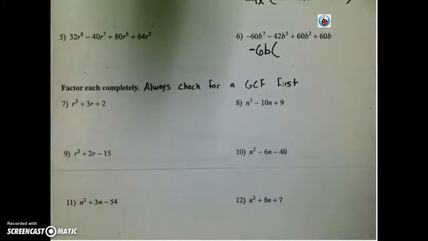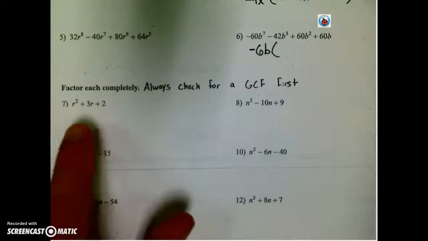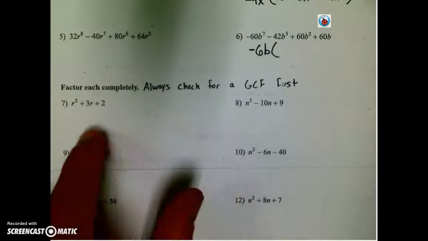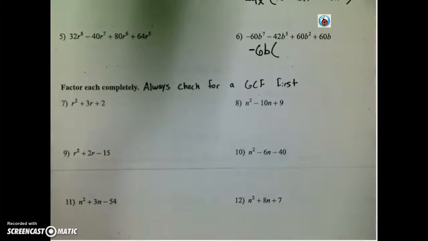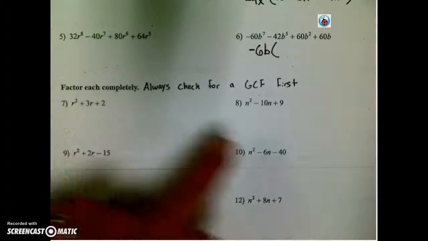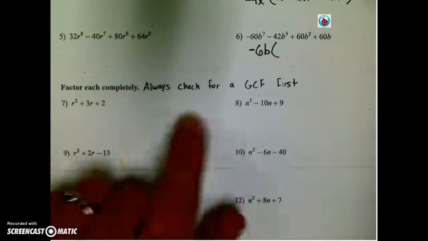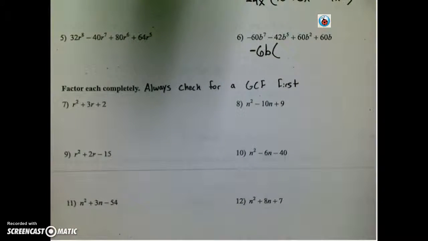Alright, so on to the next section. It says factor completely, so that means we split it up into its two different parenthesis pieces. But it also says to check for a greatest common factor first. Now, not all have a greatest common factor, 7 and 8. There is no number that I can divide everything by. I won't be able to take out any variables. We don't have a number with our variable squared.